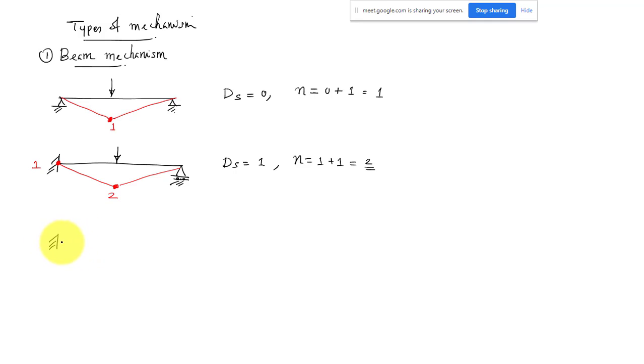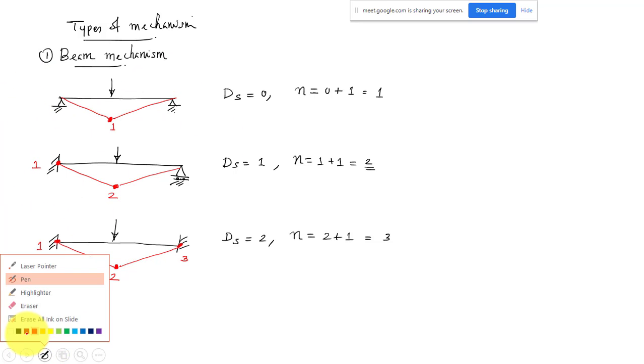So another simple example, you have a fixed beam with a point load. Here the static indeterminacy is 2, and the number of plastic hinges required to form the mechanism is 2 plus 1, that is equal to 3. So here one hinge and here one hinge. After forming 3 hinges, only then is it going to collapse. Up to that point, it can take the load. That is the first type and the simple one. That is your beam mechanism.